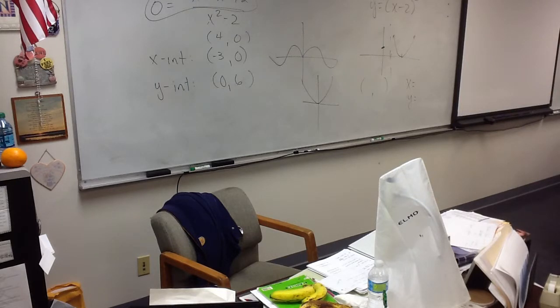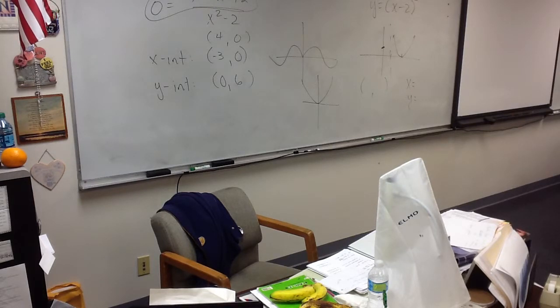Does it have any zeros? What are zeros? X-intercepts, points on the x-axis. So it has a couple of zeros. They are points. What are they? Negative 1, comma 0, and 3, comma 0.